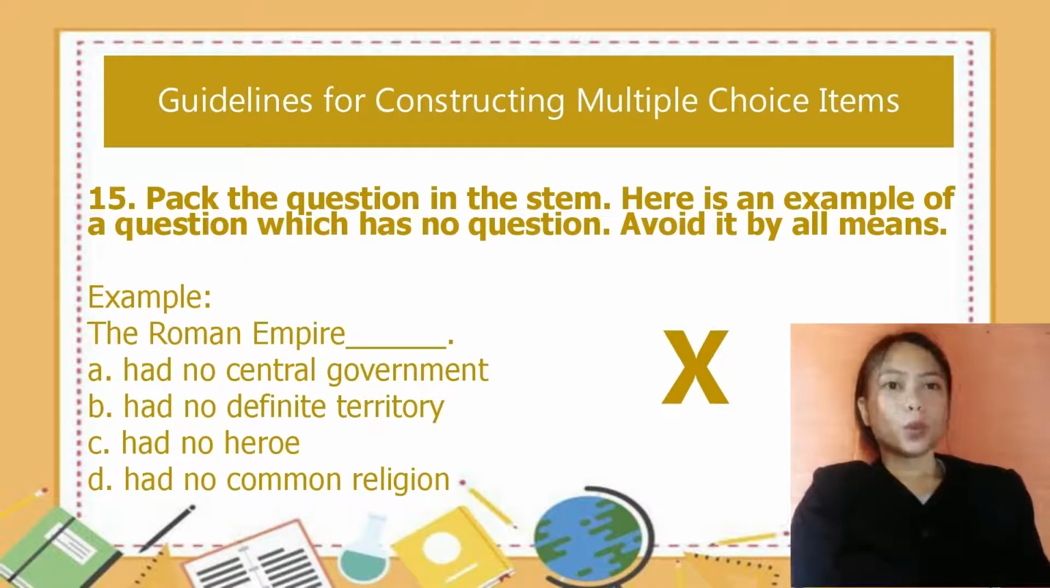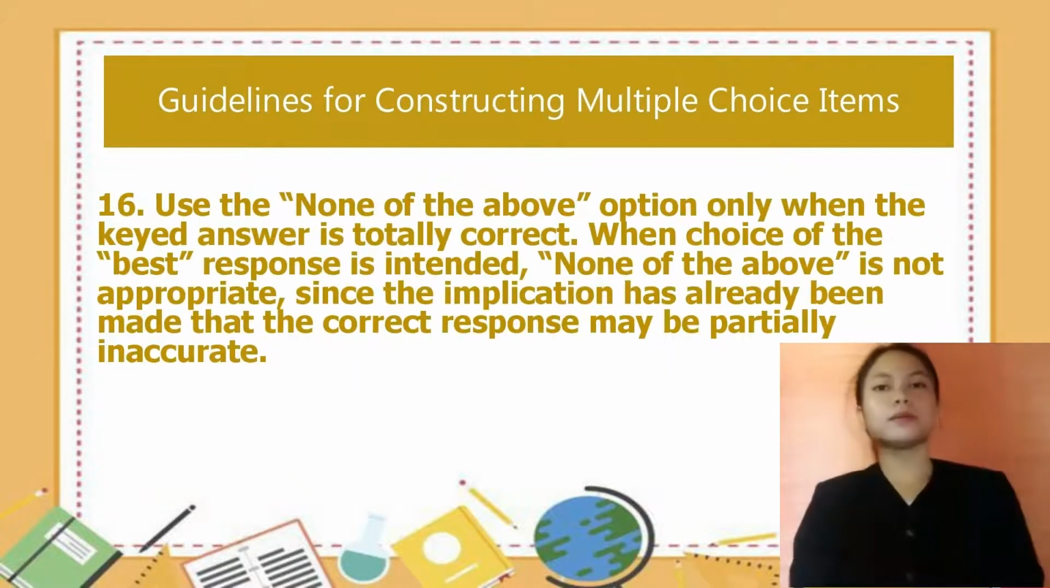15. Pack the question in the stem. Here is an example of a question which has no question. Avoid it by all means. Example, the Roman Empire is blank. A. Had no central government. B. Had no definitive territory. C. Had no hero. D. Had no common religion. So, mao siya ang example sa number 15.